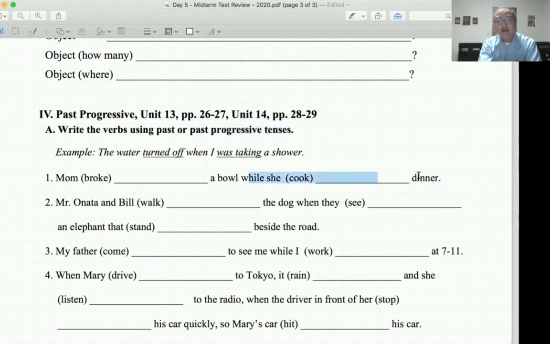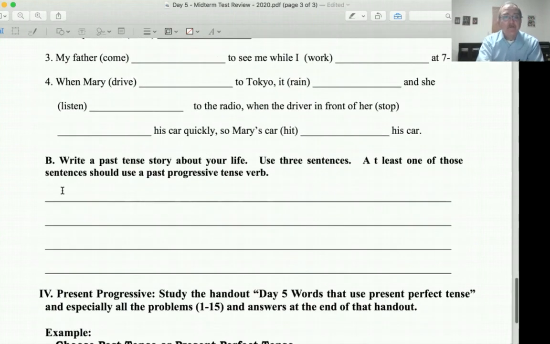So while she was cooking dinner, broke. Okay, the broke was very fast. So it's going to be mom broke a bowl while she was cooking. So each of these, you're going to do the long action with ing and then the short action with regular past tense. Okay, practice that.